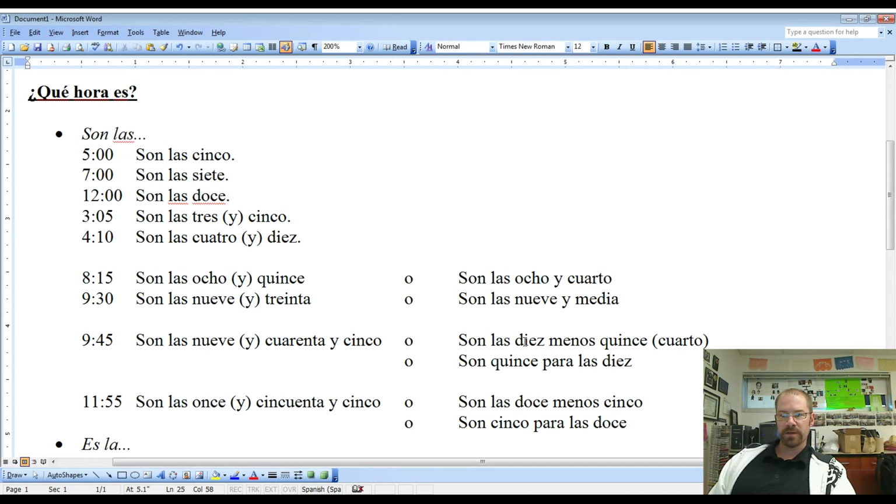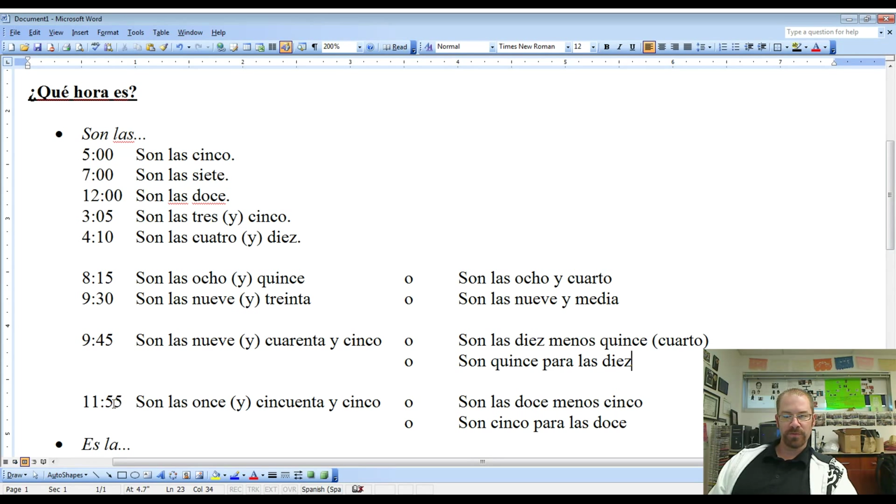The first one right here, you're actually kind of using a subtraction. So I can say son las diez menos quince. So it's 10 o'clock minus 15, which makes 15 minutes before 10 o'clock is 9:45. And then I can also substitute that 15 for that word cuarto, which I told you about just a minute ago, or over here. And then the other way I can do it is son quince para las diez, saying kind of like it's 15 minutes until 10 o'clock.